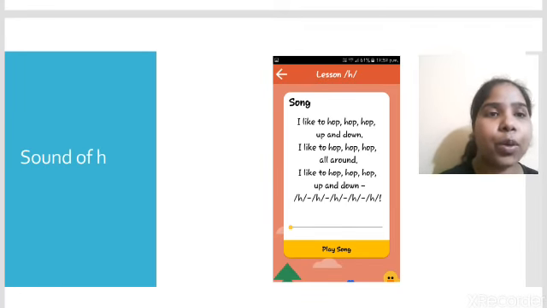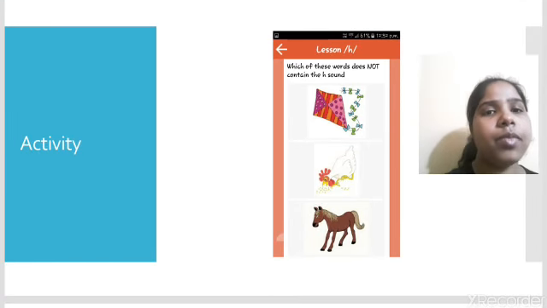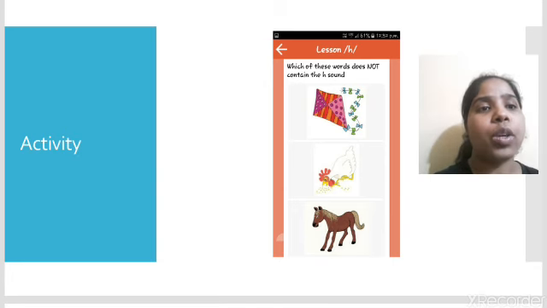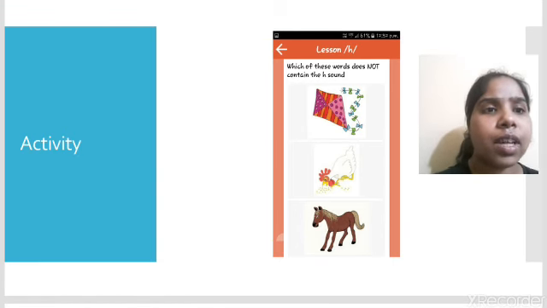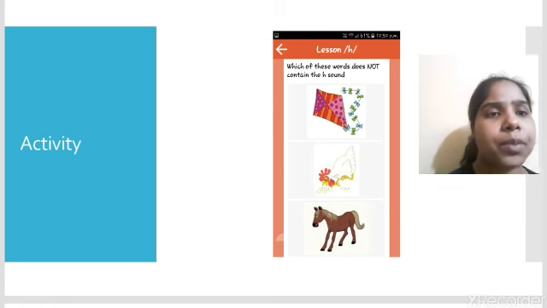Very good, children. I hope you all have enjoyed this song, which has the sound of H. Now I have a small activity for you. Okay, children, you have to tell me which of these words does not contain the H sound. Okay, so let's start. We have the first picture, which is a picture of a kite. Does the word kite have the sound of H? No, kite does not have the sound H.